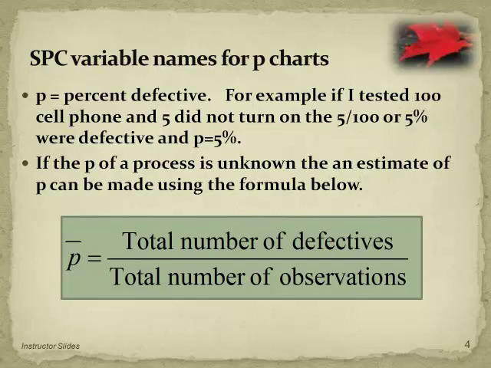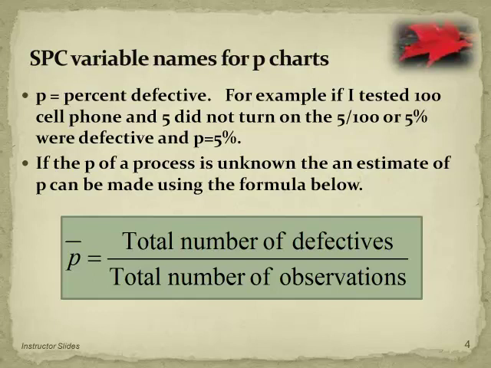Percent defective. As an example, going back to my cell phone example, I tested some cell phones. I put power to them, turned them on, and I pulled a sample of 100 cell phones to test. There were only 5 that did not turn on, which means that there were 5 that were bad, and 95 that were good. So out of that sample of 100, 5 divided by 100, or 5%, were defective.